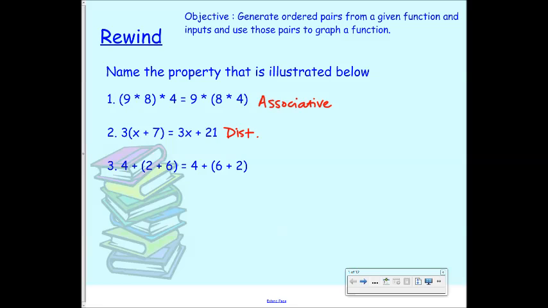Okay, and then what about the last one? That's the commutative. Why? Yeah, the order of the numbers changed. Did what was inside the parentheses change? No, what was inside it here? 2 and 6. What was inside it here? 6 and 2. So same 2 numbers are inside the parentheses, but the order of them changed. So that is not associative, even though it has parentheses. So don't think just because you see parentheses that means the associative property. All of these have parentheses in it, but only one is the associative property.